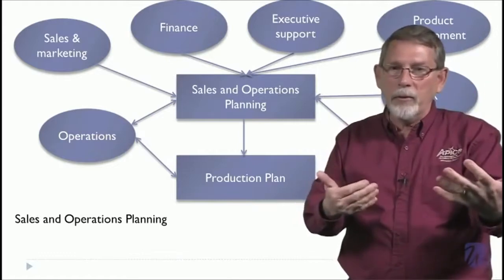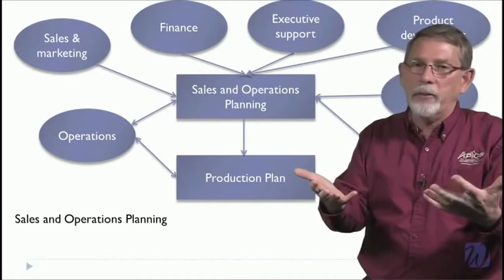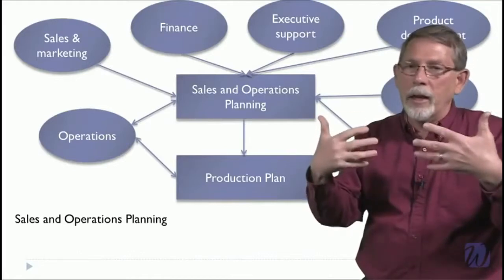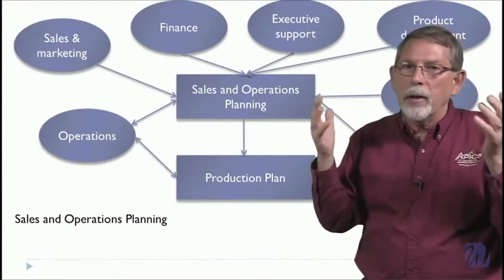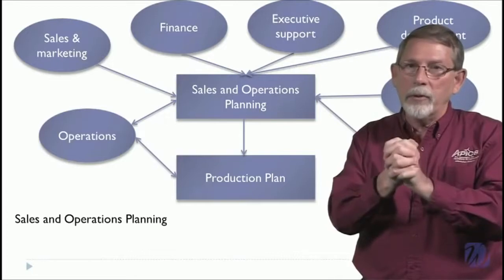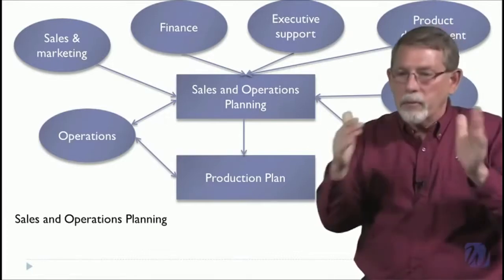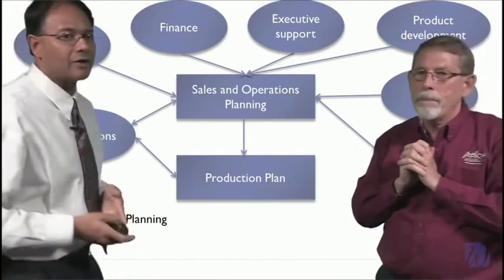Here's my sales. Here's my capacity. And can I actually make the two together? Sales and operations planning is where all these functions come together and collaborate and say, this is the way I'm going to run my business for the next short to medium term. Okay, so this gives us some idea of how it comes together.